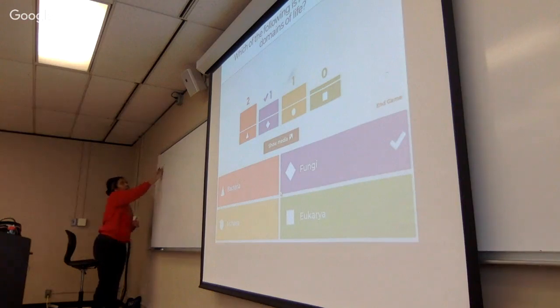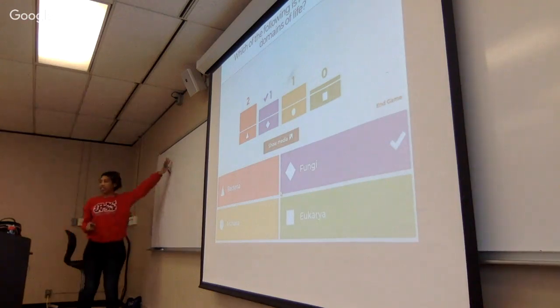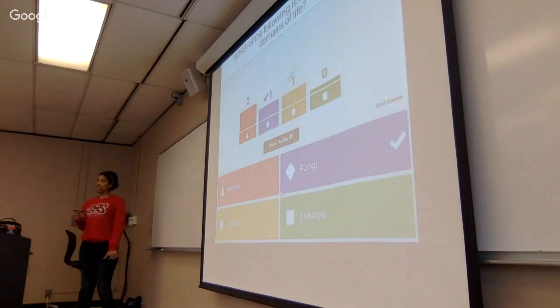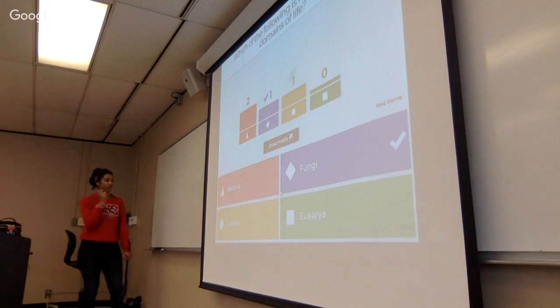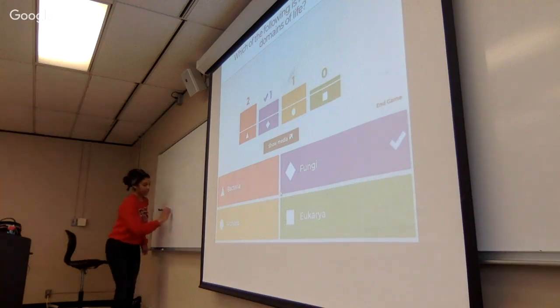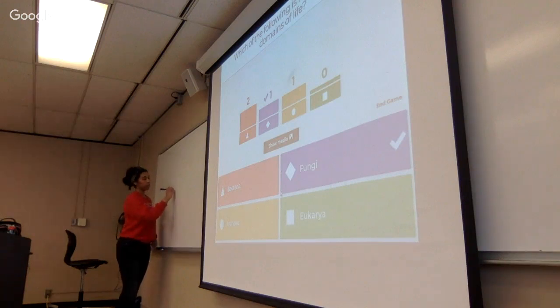And can someone remind me what our progression, our taxonomy model is? Does anyone know what that is? Remember all of them in order? Domain, kingdom, phylum, class, order, family, genus, and species.